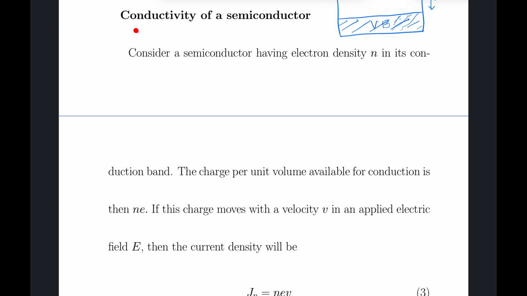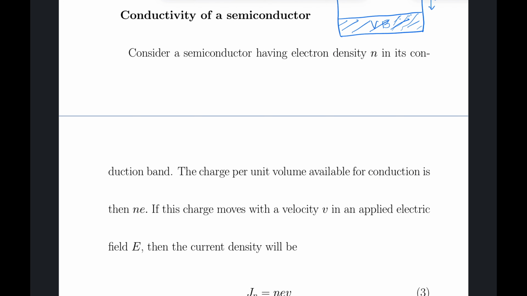Next comes conductivity of a semiconductor. So assume that we have a semiconductor which has an electron density n in its conduction band. Electron density n means the number of electrons per unit volume in the conduction band of the semiconductor is n. If e be the charge carried by each electron, then the charge per unit volume available for conduction is n into e. Now let us find out what is the current density if you apply an electric field E.